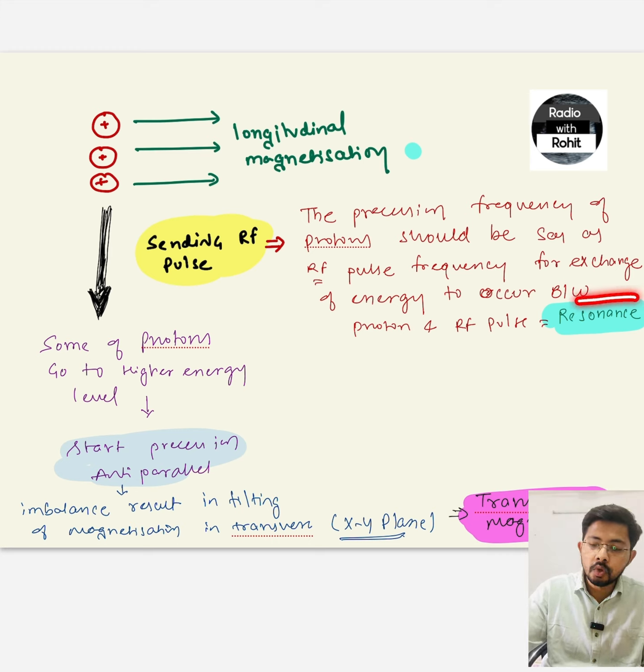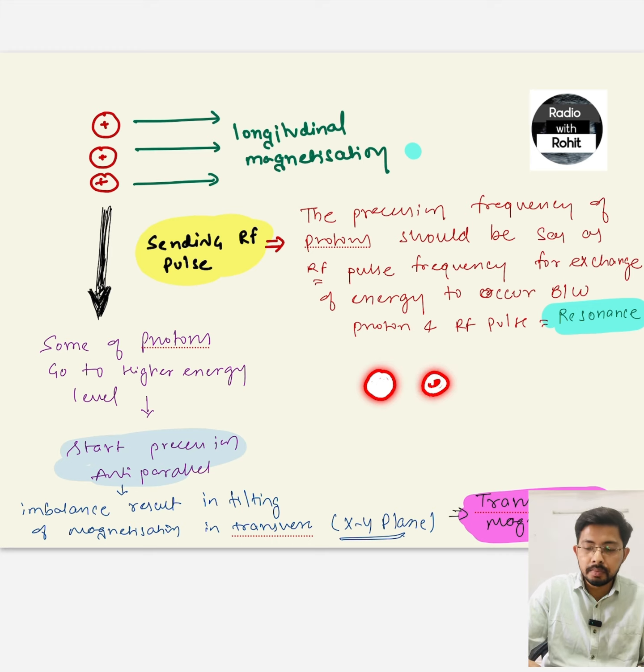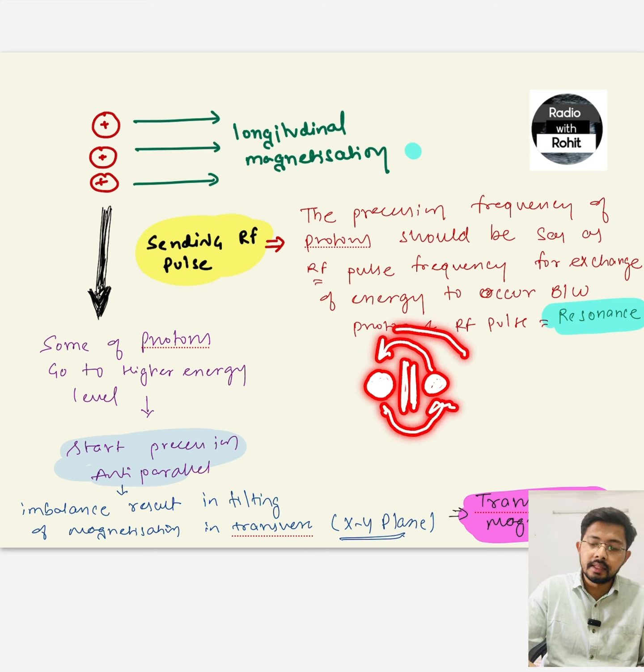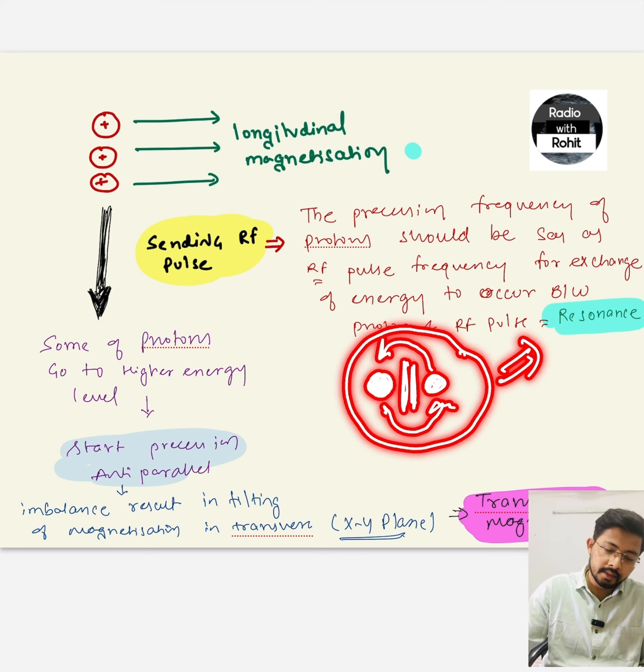This mechanism is called resonance. So what is resonance? The frequency of the RF pulse and the proton precession frequency should be similar, so that there will be an exchange of energy between the RF pulse and the proton, and this is called resonance.